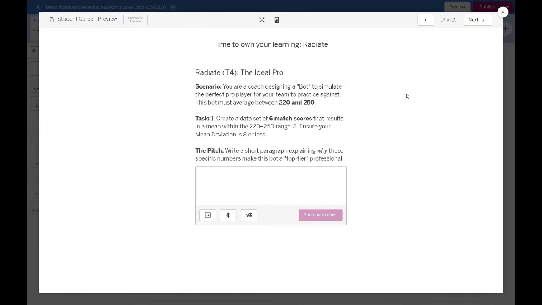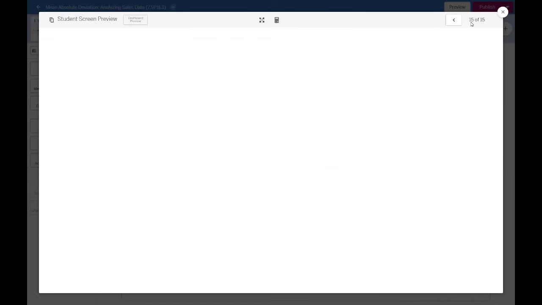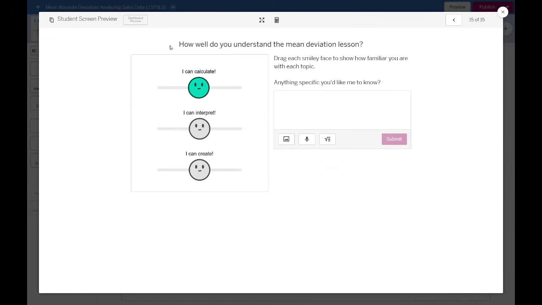And for the Radiate, you have a very challenging task. You need to create your own data set that has a mean within the range of 220 to 250, and you also need to ensure that the mean deviation is 8 or less. And don't forget to evaluate your learning. How well do you understand the mean deviation lesson? If you still need more help, kindly specify here and we will be willing to help you. Thank you, everyone. See you.